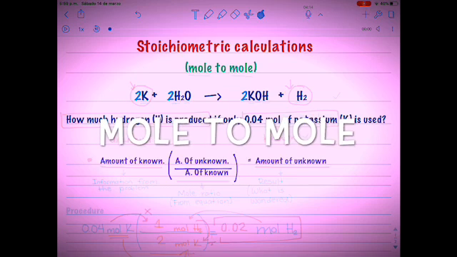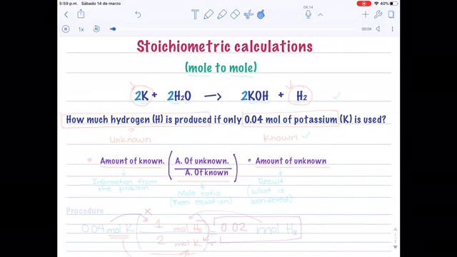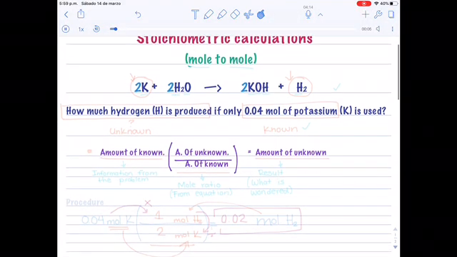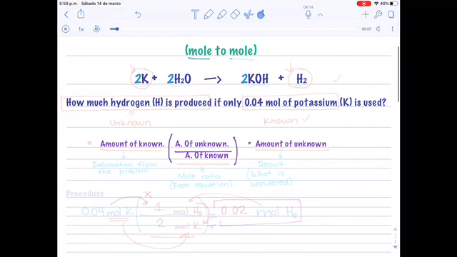Hello guys! In this video I'm going to show you the first stoichiometry calculation, which is about mole to mole. Mole to mole means that we're going to be given one amount in moles and we're going to be asked to find another one, also in moles. To begin, we need to check the equation of our reaction and see if it is balanced.